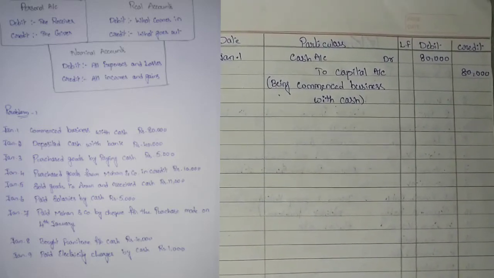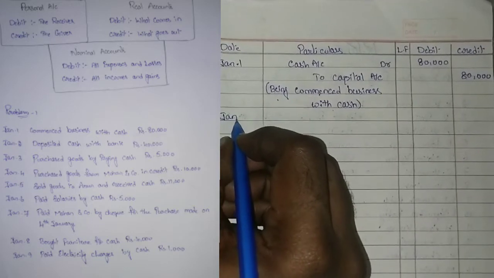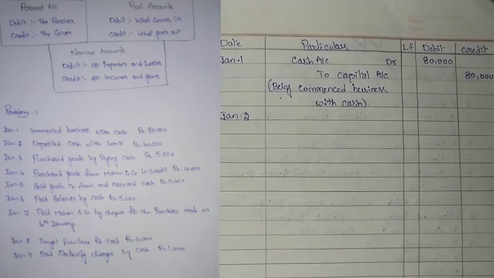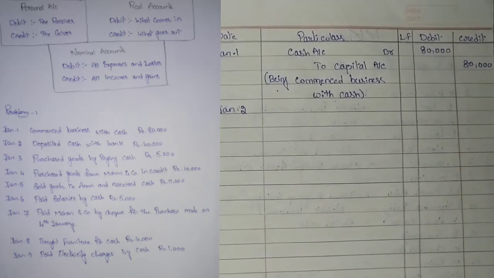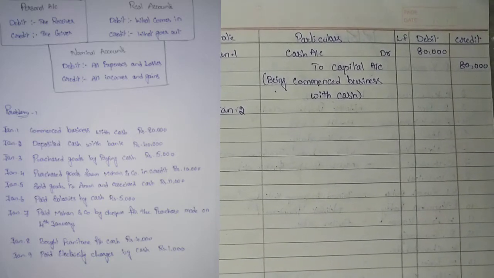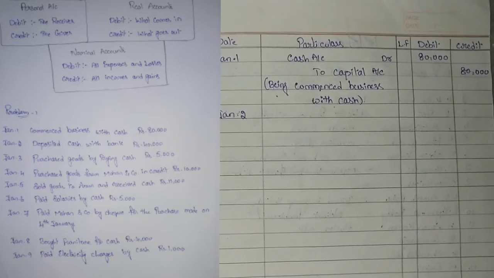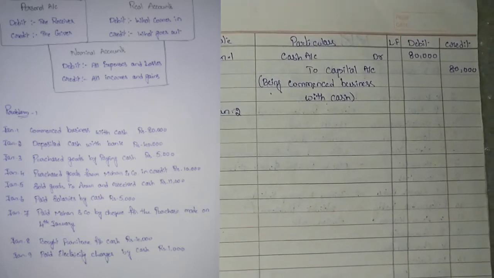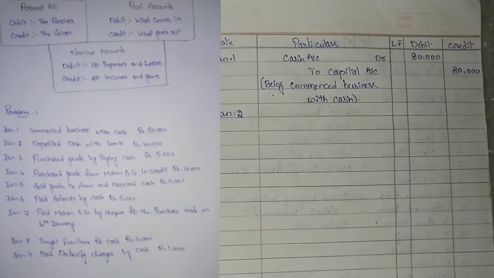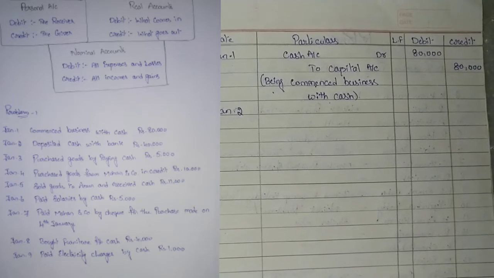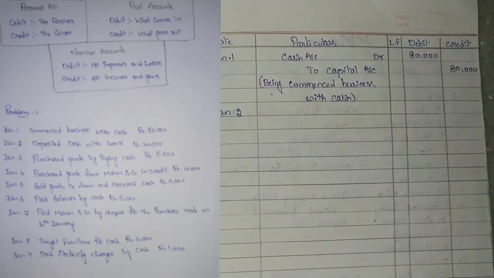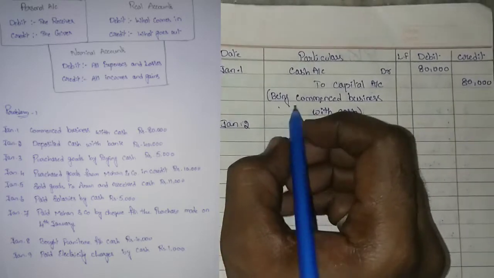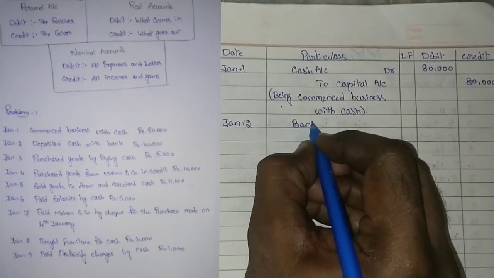And the second transaction they have given on January 2nd, and the transaction is deposited cash with bank. So here the bank is involving. So whenever we are having bank or any other institutions in the transaction, that will come under the personal account. So the rule for personal account is debit the receiver and credit the giver. So if you are depositing cash in the bank, means bank will become the receiver, and the person who is giving the amount will become the giver. So according to personal account rule, you should go for debiting the receiver. So if you are paying amount into bank, the bank will become the receiver.